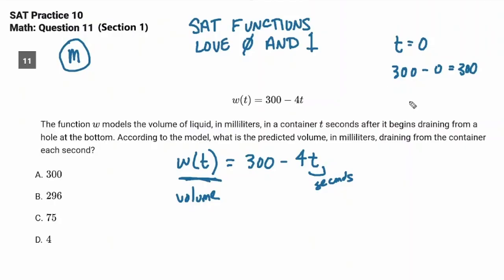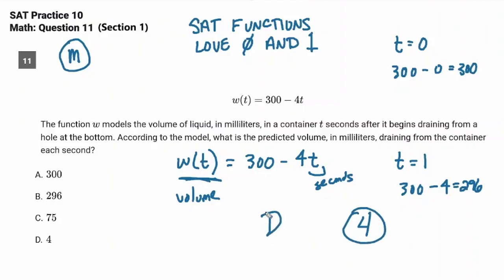That's the start. All right, let's plug in 1. T equals 1. Run it again. 300 minus, this time t is 1, so it's 4 times 1, so 4. That's 296. So what happens after 1 second? What's the difference? It's 4. So how much is draining each second? 4. So the answer is D. Get this question right very quickly and move on.